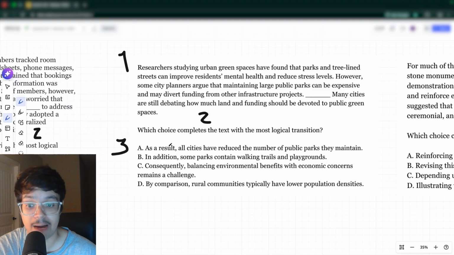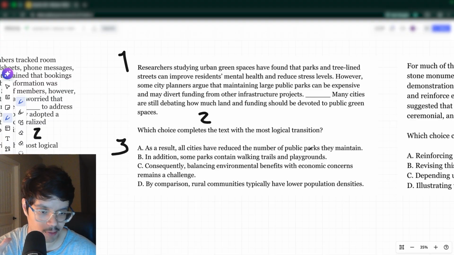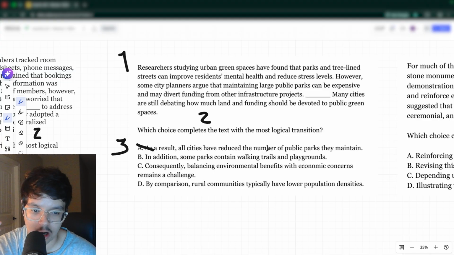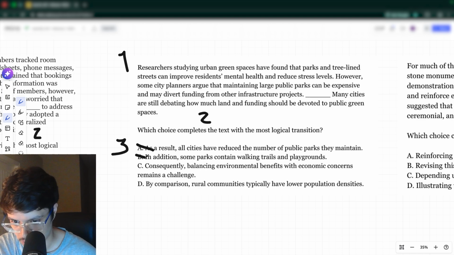So as a result, that part looks good, but let's see what follows it, because we have to look at the entire choice, not just the first part of it. A: All cities have reduced the number of public parks they maintain. Okay, so that wouldn't really make sense. Not like all of them have just randomly found the amount of money that they need to do this. B: In addition, some parks contain walking trails and playgrounds. Okay, that doesn't really have anything to do with it.